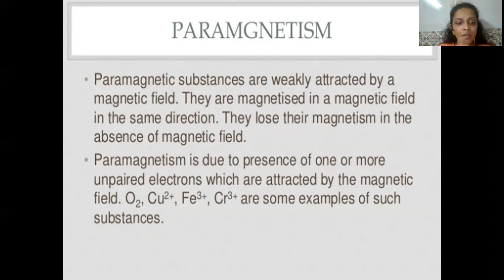For example, oxygen, copper, iron, and so on. Generally, paramagnetic substances have unpaired electrons. Due to the presence of unpaired electrons, they attract the magnetic field. But as soon as you remove the magnetic field, the magnetic property also goes.